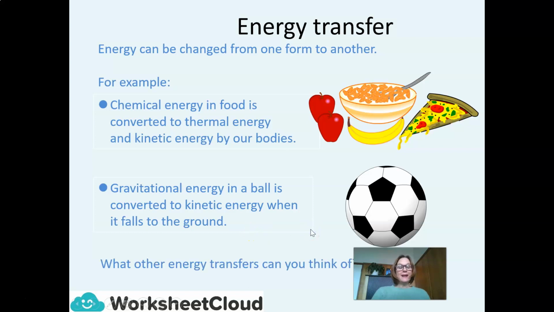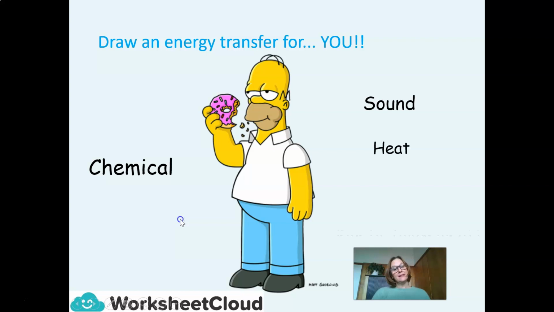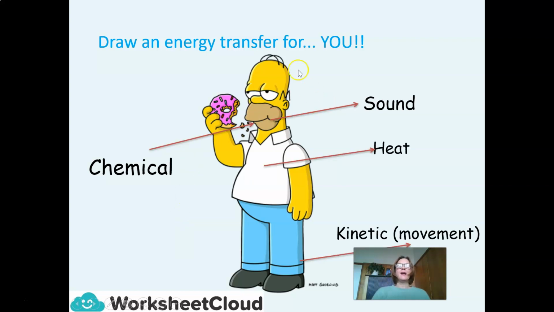So, what other energy transfers can you think of? Let's just do a quick example of Homer Simpson, and he's eating, and think about what happens. Yes, there's chemical energy here, there's sound energy, there's heat energy, and yes, there is movement. Okay, the food he eats is converted to the sound of him eating and him speaking, heat from his body temperature, and his ability to move and walk.